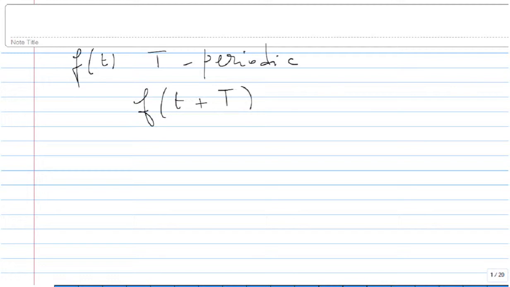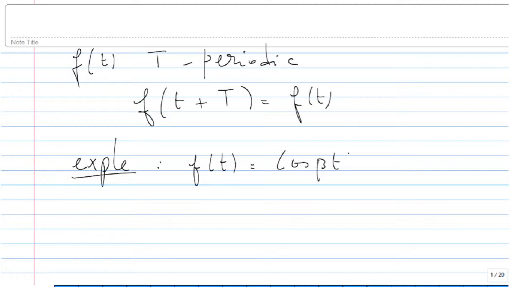So in this problem, we're given a function f of t, which is T-periodic. In other words, f of t plus T is equal to f of t. The most famous periodic functions are, for example, f of t equal cosine beta t or sine beta t, and the period is 2 pi over beta.